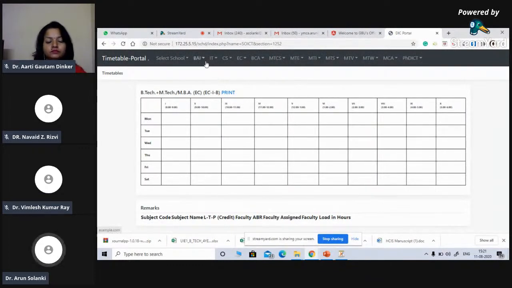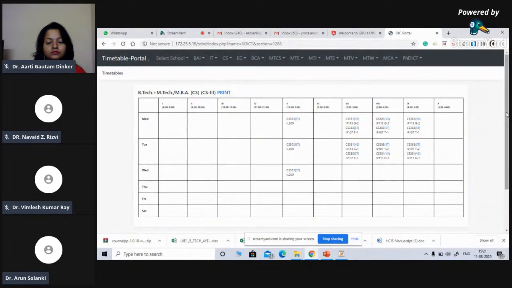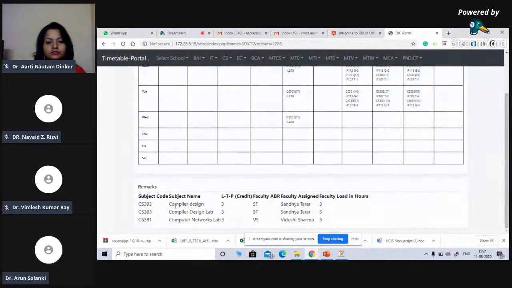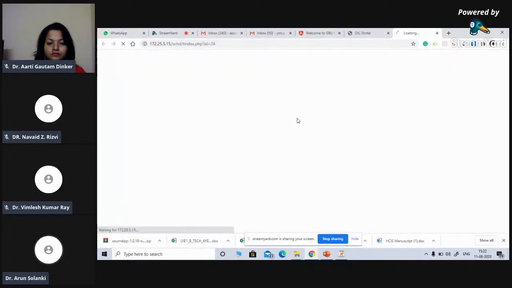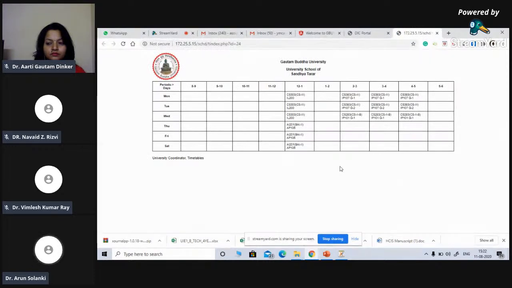If you check the CS third year, there is the timetable of some faculty, and here you can also check the code of the subject, the name of the subject, the lecture, tutorial and practical, and the credits. This is the abbreviation of the faculty who teaches you, then the name of the faculty and the load assigned to the faculty. Except this, if you want to see how much load that faculty is taking and in which class he or she is teaching, you can easily find out the rest of the time the faculty is free, and when the faculty is teaching. In this way, you can easily find out the timetable.